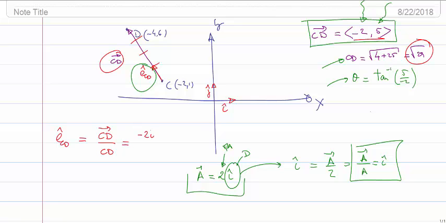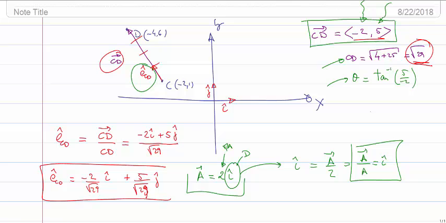Negative 2i plus 5j. And then we're going to divide it by its own magnitude, which is square root of 30. Or 29 to be exact. Hence, e_CD is negative 2 divided by square root of 29 in the i direction, plus 5 divided by square root of 29 in the j direction. That's our unit vector, as expressed in component notation.